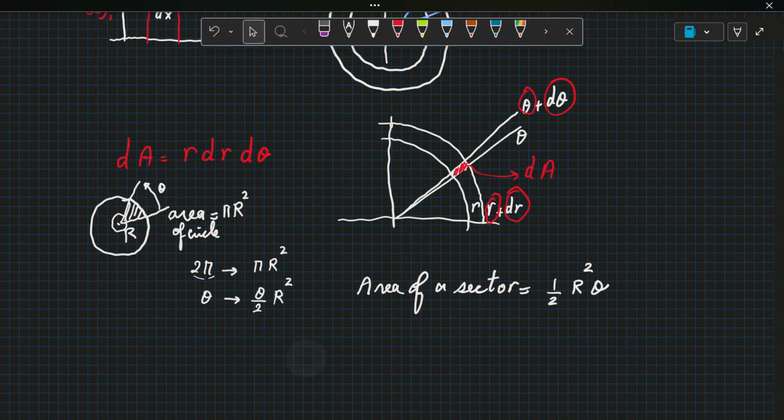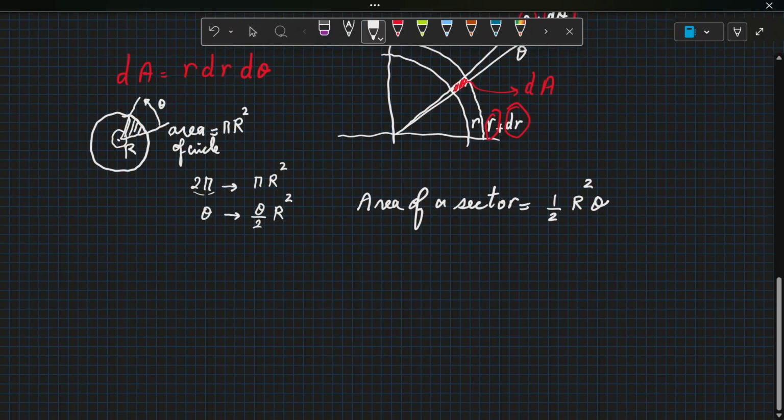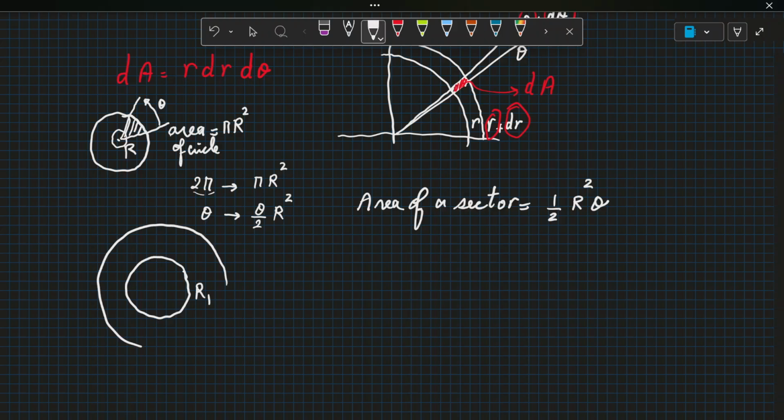Now we are going to do the following. Suppose I have a circle of, say, radius r1, and then another bigger circle of radius r2. So this one's going to be r2, and I'm after the same kind of area, this trapezoid looking thing. How do I find the area of this one? Well, I get the area of the big slice and subtract the area of the small slice out of it.